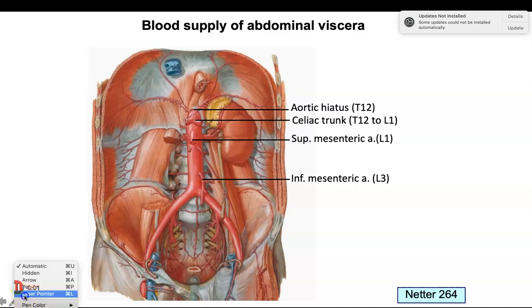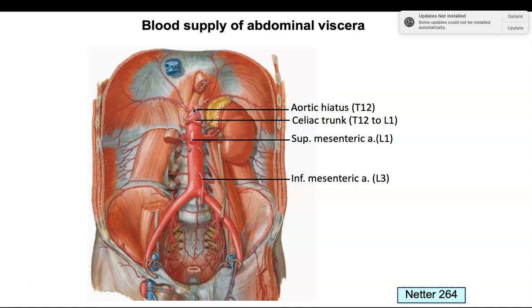Okay, so let's start the third and final segment on the abdominal viscera and their blood supply. In addition to blood supply, I will briefly talk about the nerve supply of the abdominal viscera as well in this segment. So as you can see, the abdominal aorta is entering the abdomen from the thorax through an opening in the diaphragm, which is called the aortic hiatus, that is located at the level of T12 vertebra.